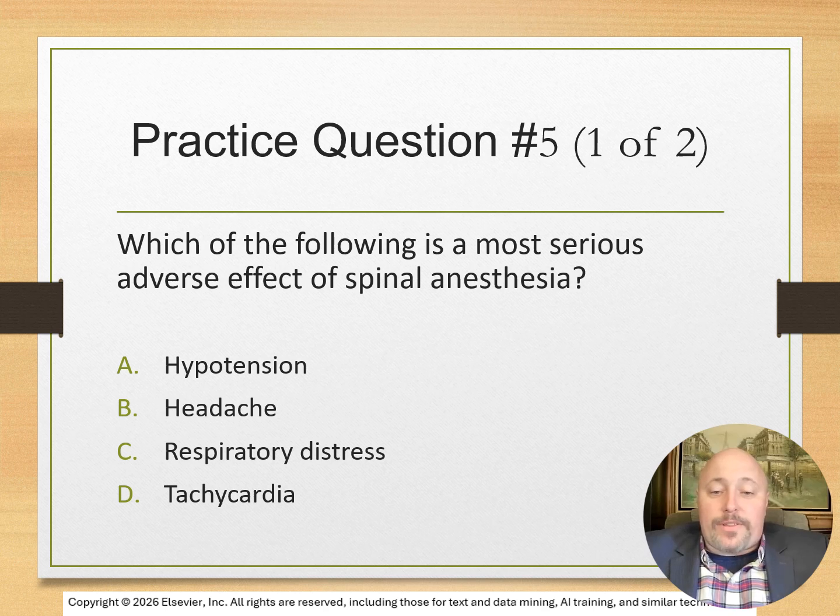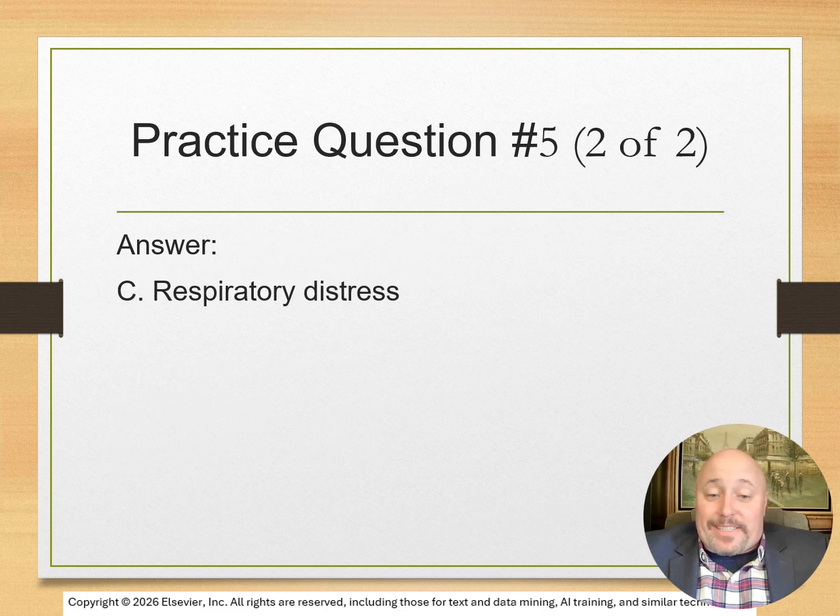Question 5, which of the following is the most serious adverse effect of spinal anesthesia? That'd be A, hypotension, B, headache, C, respiratory distress, or D, tachycardia. That answer is going to be C, respiratory distress. We always prioritize airway, breathing, circulation.